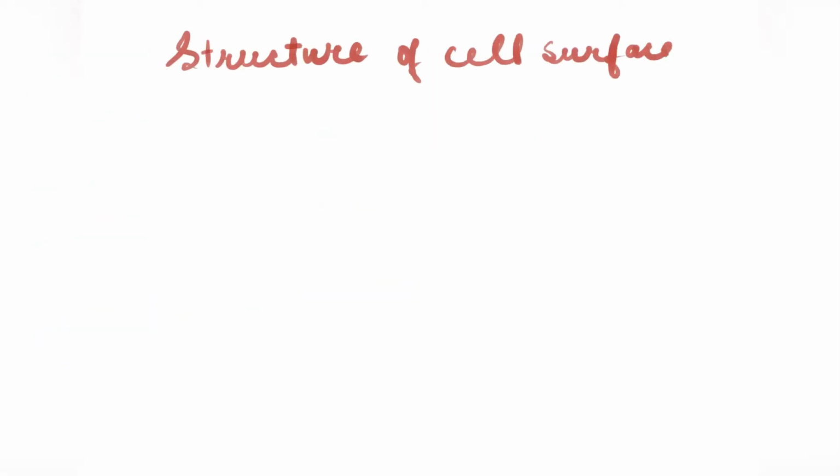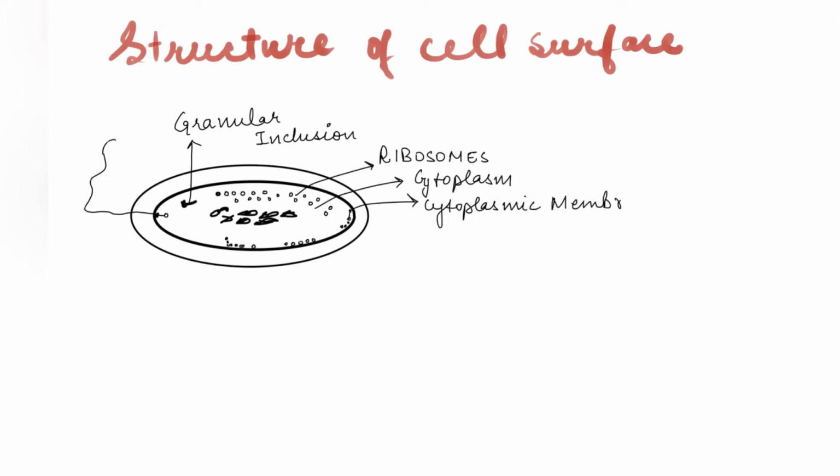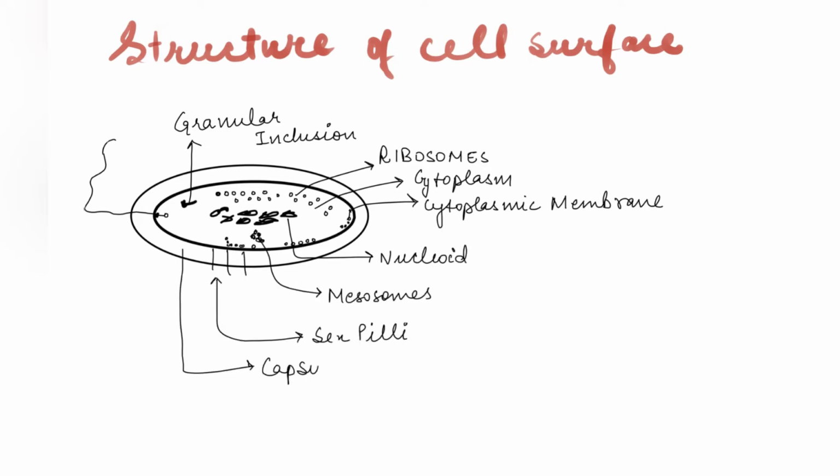Structure of cell surface. It mainly consists of capsule, cell wall, cell membrane and flagellum if the cell is motile, and also pili in some cases.